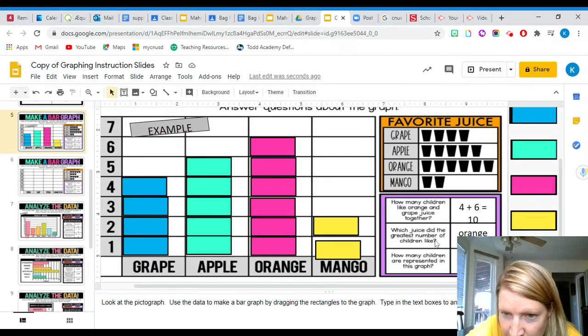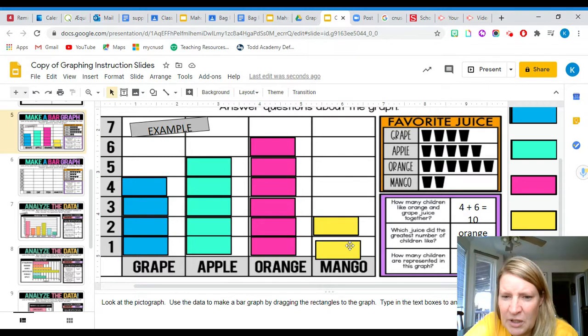It was the most popular juice. And I can look at my bar graph and see the pink line goes the highest. And the juice for the pink line is orange juice. So I type in orange. Then it says, how many children are represented in this graph? How many kids were asked?